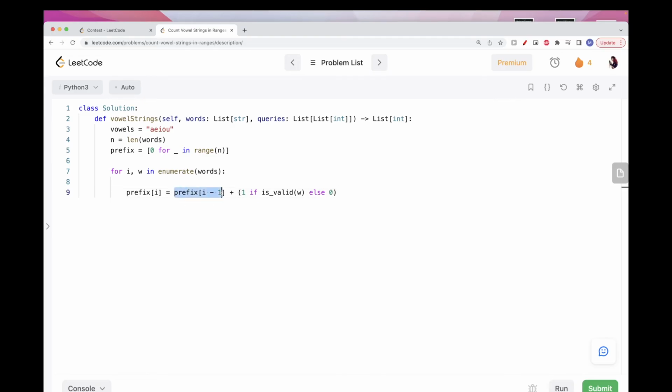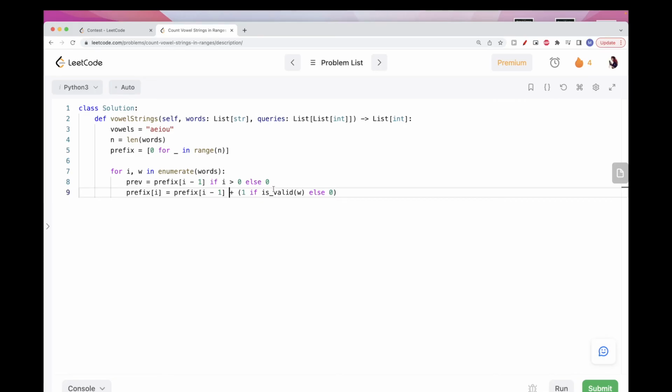Now the problem is, what if this I minus 1 is, what if I is equal to 0? Then this is a problem, right? So what we can do here is just say maybe the previous is equal to this if I is bigger than 0, else just put 0, right? So that's what we have here.